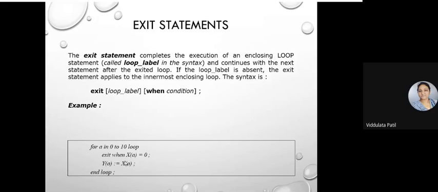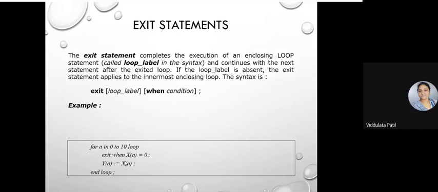Now there is one more statement that is used in VHDL programming, that is the exit statement. Okay, so this exit statement completes the execution of an enclosing loop statement. Okay, and it continues with the next statement after the exited loop. If the loop label is absent, then the exit statement applies to the innermost enclosing loop. Okay, the syntax for this exit statement is exit, then loop label, whatever label we give for that loop, and then there will be a when condition.